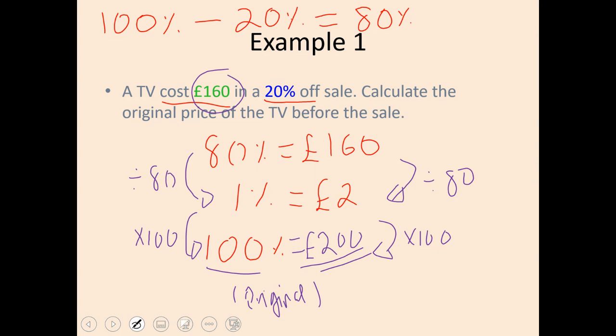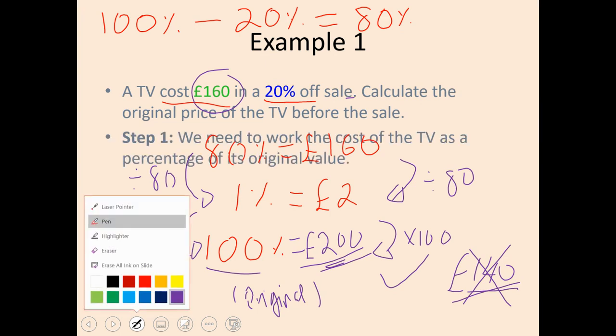Does that make sense? So this £200 has to be correct. If I got £140, that would tell you that this has to be wrong. Why? Because how can the original price be less than the sale price? It doesn't make sense. The sale price has to always be less. Okay, that's why it's a sale.